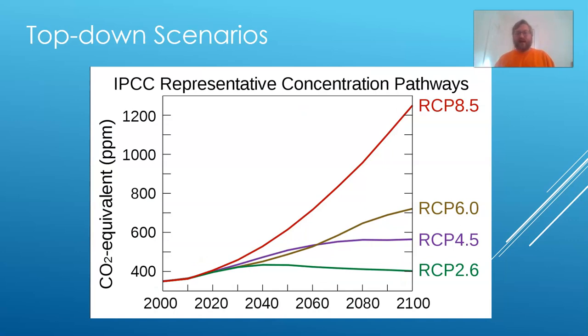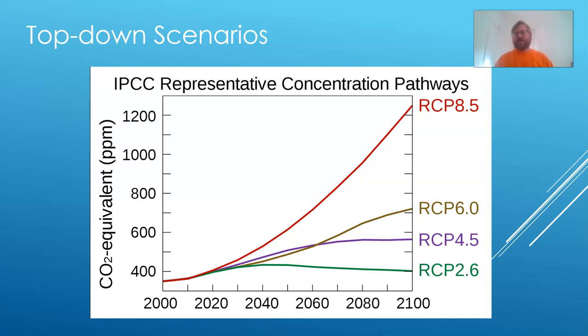So here's an example of some top-down scenarios. And so whenever you see this RCP, you're dealing with a top-down scenario. RCP stands for Representative Concentration Pathways. And then it's followed by a number. That number is the radiative forcing in 2100 that that scenario is aiming at. So RCP 8.5 is a scenario that will lead to 8.5 watts per meter squared of additional radiative forcing by the year 2100. RCP 6.0 is a scenario that will lead to 6 watts per meter squared of additional radiative forcing by the year 2100. Same thing, RCP 4.5, 2.6.